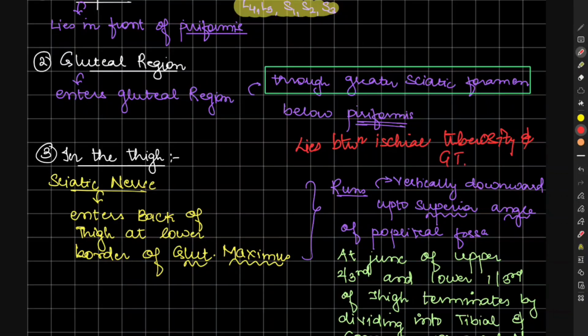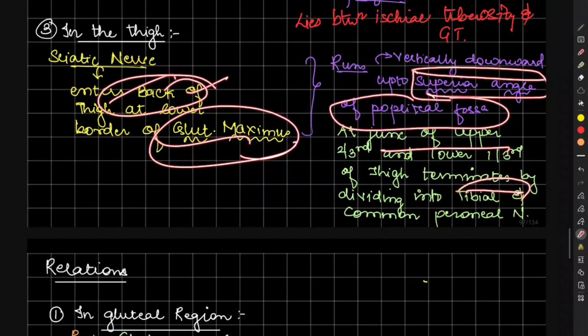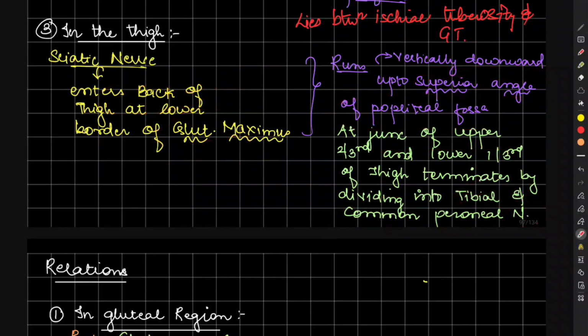In the thigh, it enters the back of the thigh at the lower border of the gluteus maximus, runs vertically downward to the superior angle of the popliteal fossa. At the junction, it terminates in the tibial and the common peroneal parts.